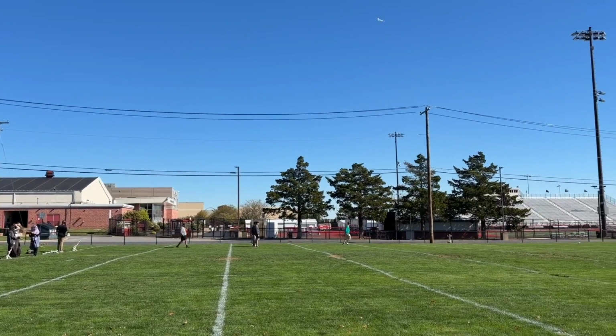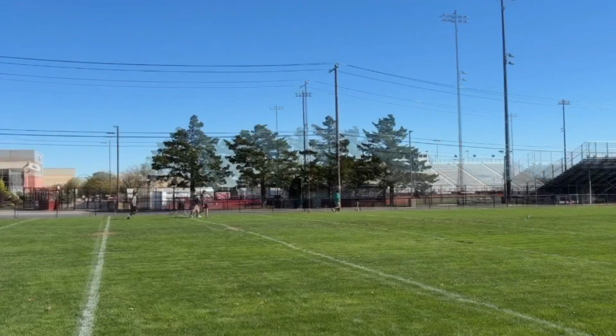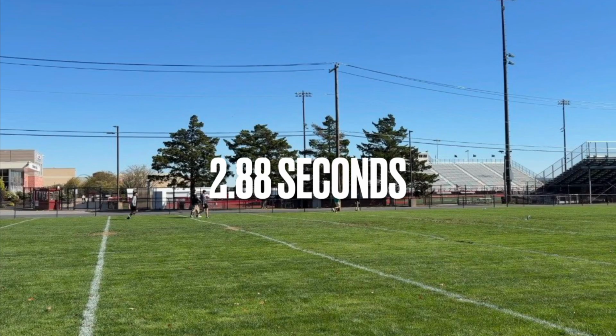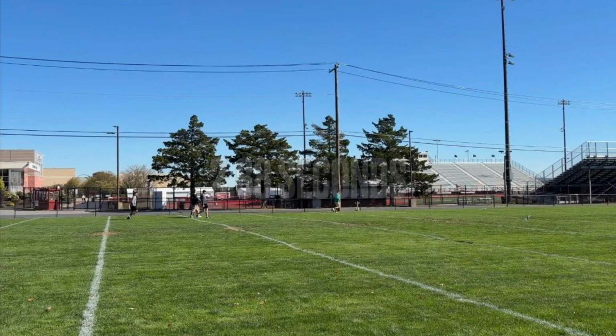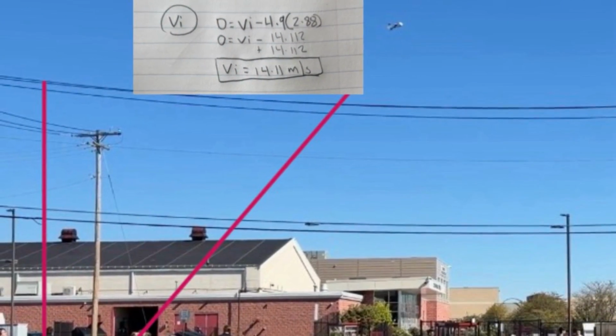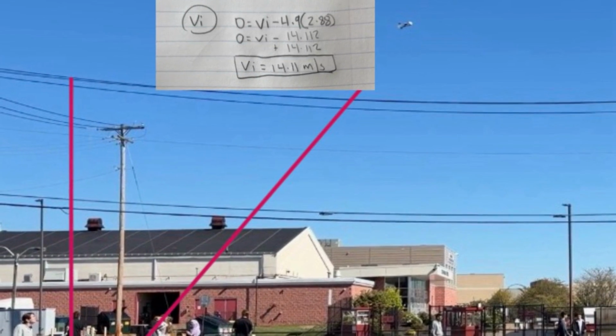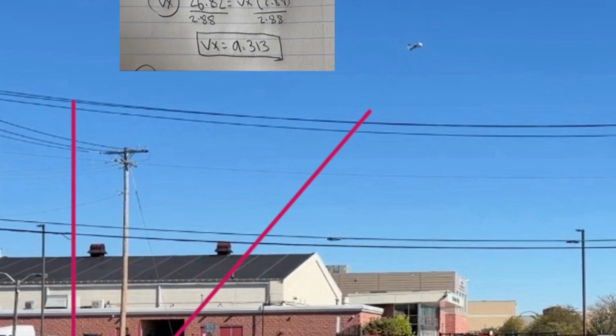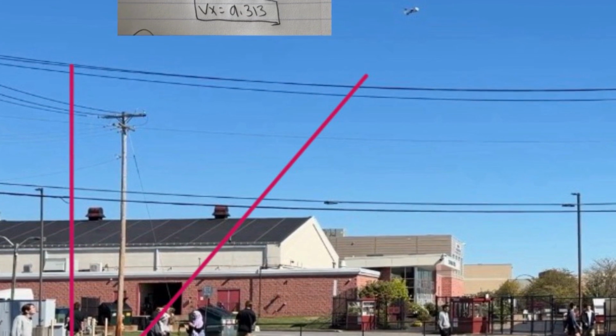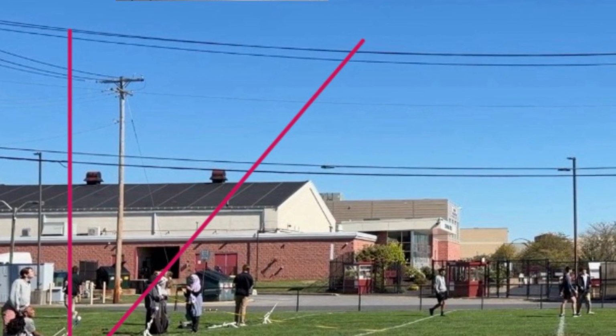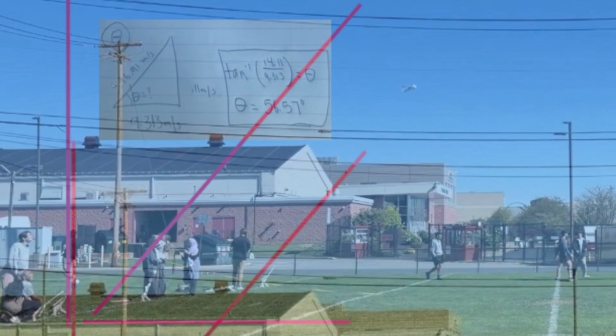Let's analyze this video of our projectile. The very first thing we did was find the time, which was 2.88 seconds. Then, using the VF equation, we found the value of VI, which was 14.11 meters per second. After that, we were able to find the Vx value, which was 9.313 meters per second.